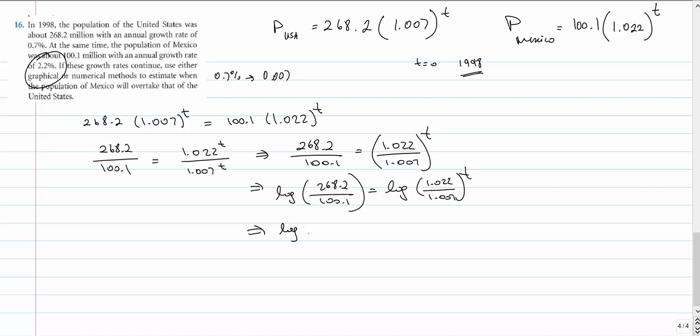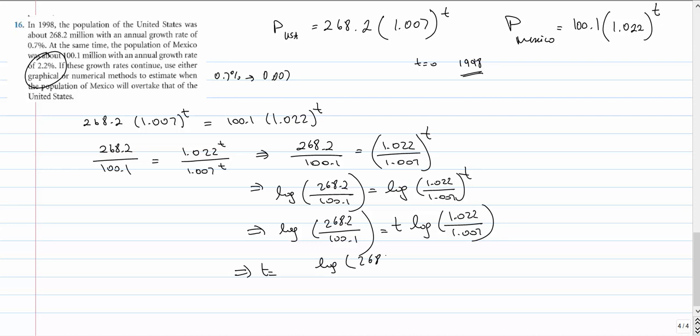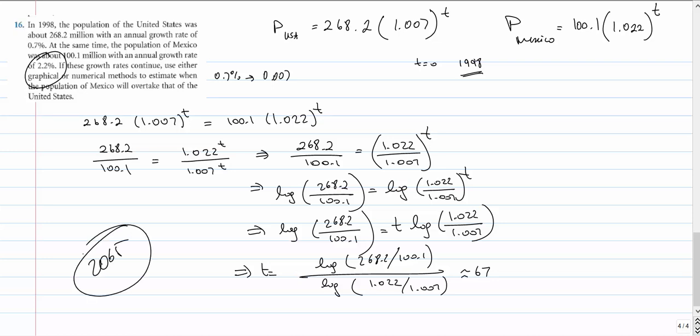Then I'm going to take log of both sides, and then the t becomes the coefficient, and then t is equal to log of 268.2 over 100.1 divided by log of 1.022 over 1.007, and the answer will be approximately 67. And then so 1998 plus 67 is 2065.